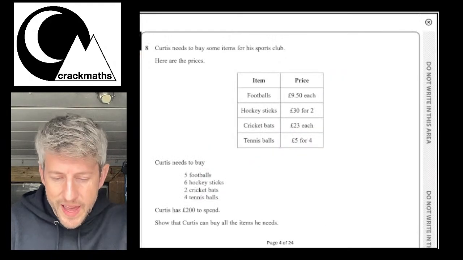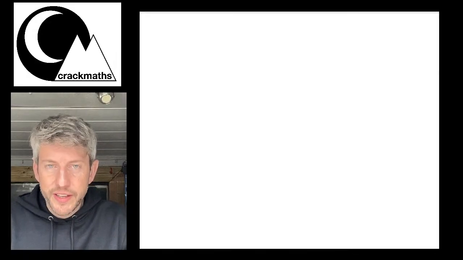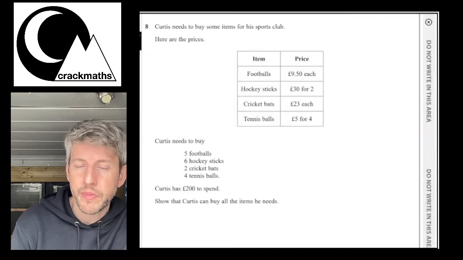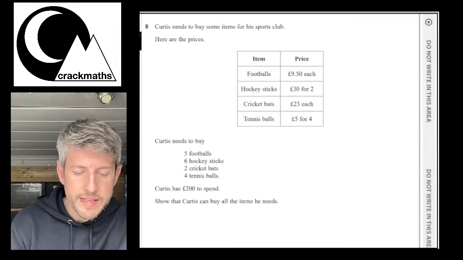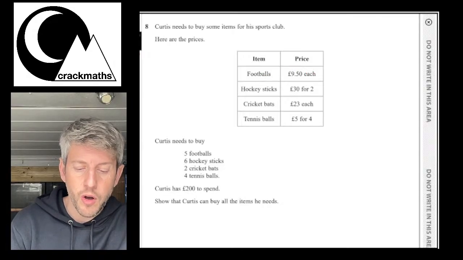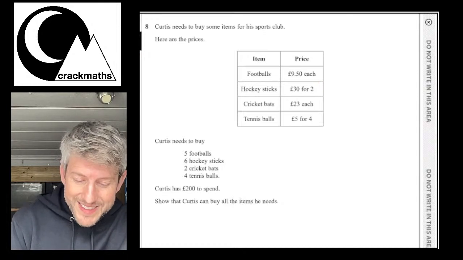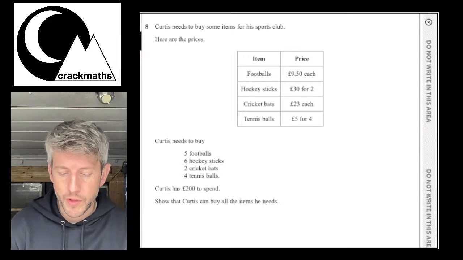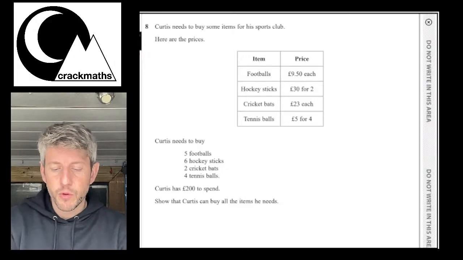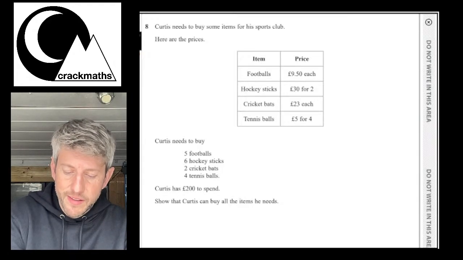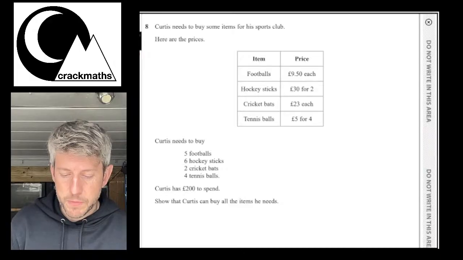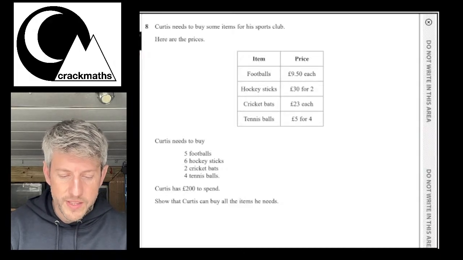Okay, here we go. Question 8. We've got quite a bit of information here. It says, Curtis needs to buy some items for his sports club. Here are the prices. Footballs, £9.50 each. Hockey sticks, £30 for 2. Cricket bats, £23 each. And tennis balls, £5 for 4. Okay, so now we've got the things that he needs. He wants to buy 5 footballs, 6 hockey sticks, 2 cricket bats and 4 tennis balls. Curtis has £200 to spend. Show that Curtis can buy all the items he needs.